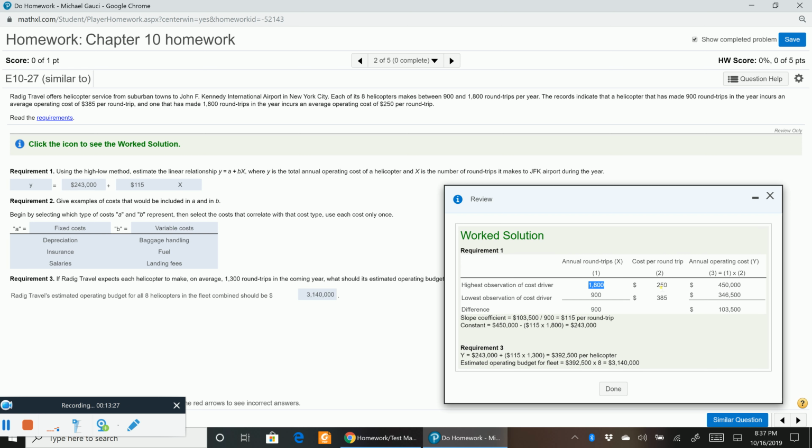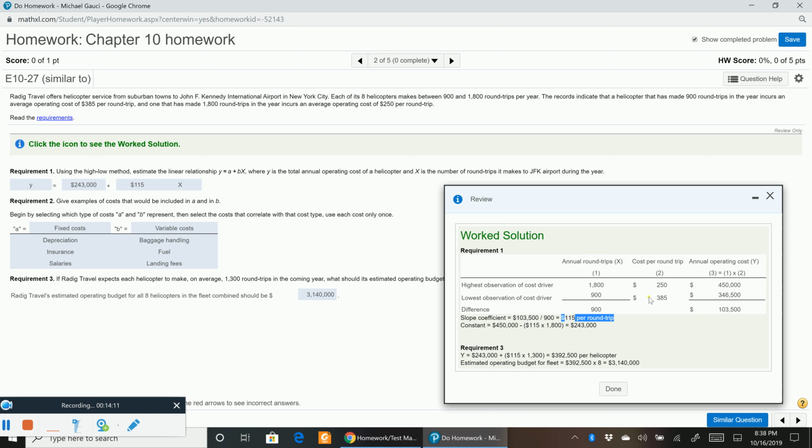The author told us our average cost at the 1,800 level is $250. If I take 1,800 times 250, my total operating cost at the high level is $450,000. At the low level, 900 round trips times 385, or $346,500. The difference between the high of $450,000 and the low of $346,500 equals $103,500. If I take that $103,500 divided by 900, I get the variable piece, which happens to be $115 per round trip.